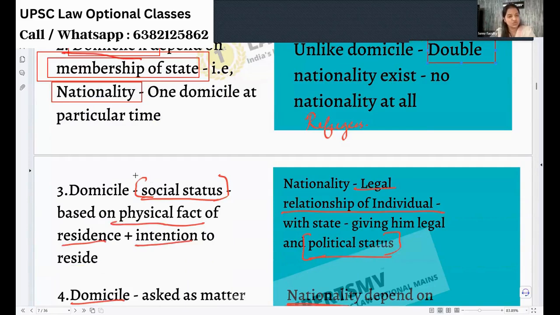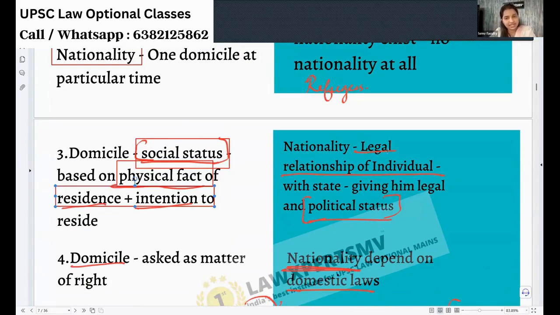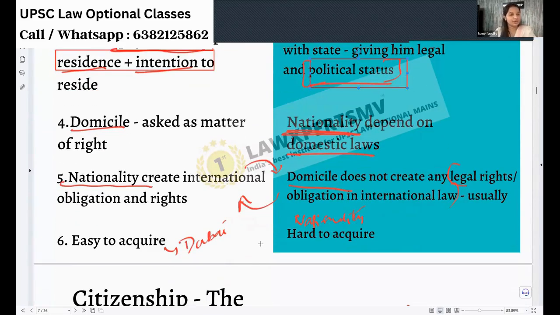Okay, that is one thing. Next, when you talk about domicile, it is a social status. It is based upon a physical fact that you have a residence, and an intention to stay there. Physical and psychological fact, both. But nationality is a legal relationship, a political status. That is very important. Next, domicile we cannot ask as a matter of right. If you belong to India, your parents are from India, and you have been born in India, as a matter of right you can say that I am a citizen of India. Nationality is a matter of right depending upon the domestic law. But domicile, we cannot ask as a matter of right.